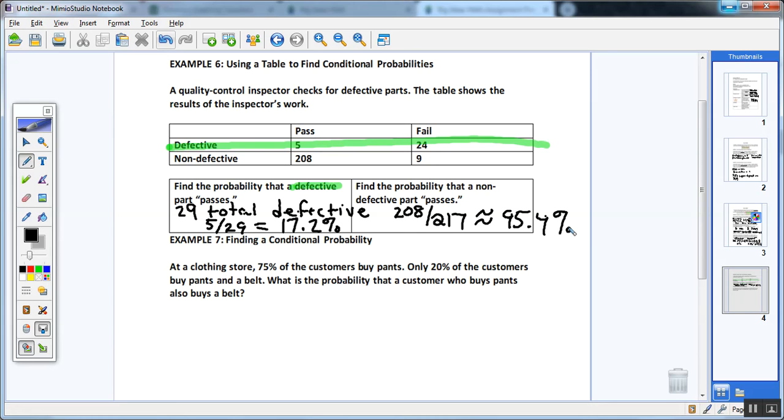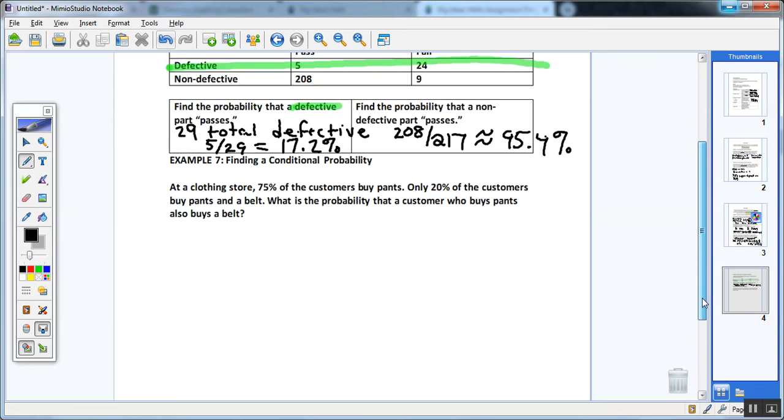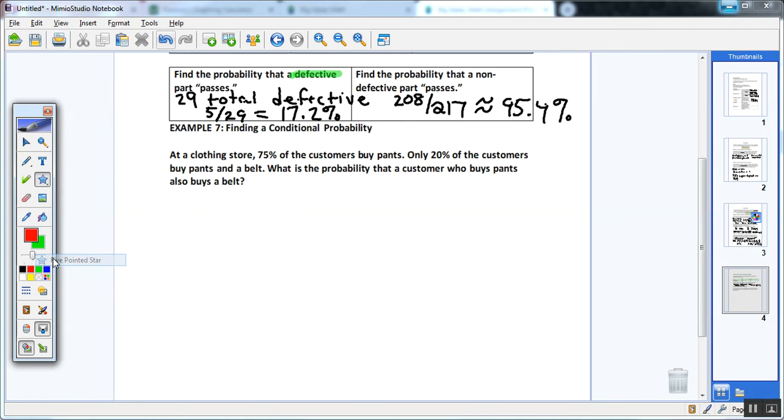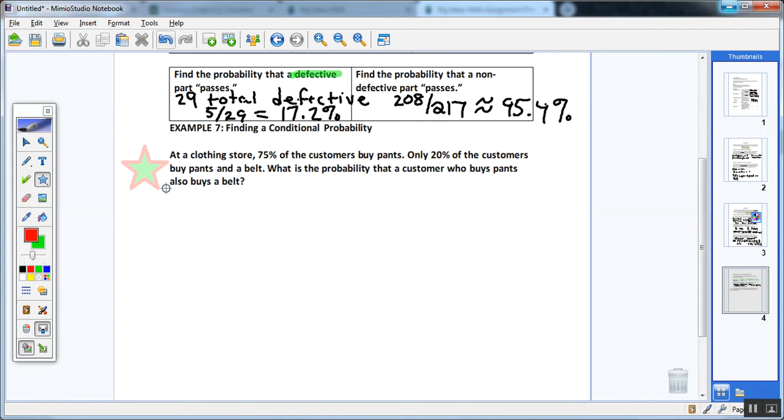All right. One last example. Hey, any questions so far? Any questions for me right now? Okay, last example here, guys. This is really an important example. Kids struggle with this. It's really pretty simple, but kids struggle with this all the time. Here's the situation. I'm going to put a star by this example because I think it's important. You might want to do the same.